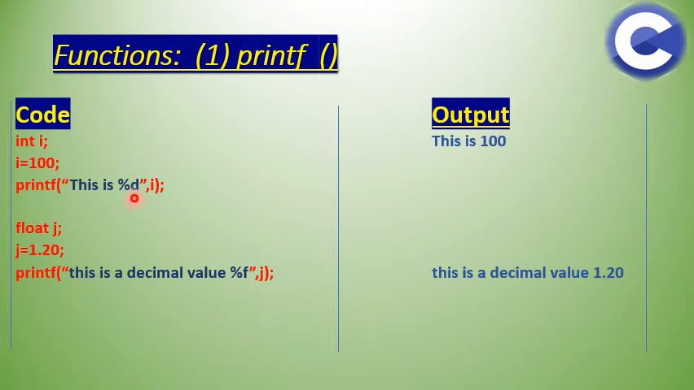So this %d is denoting this i value. So this is %d, or you can also say this is my i, and i is storing 100, so the output will be "this is 100". You can see here the output is "this is 100".